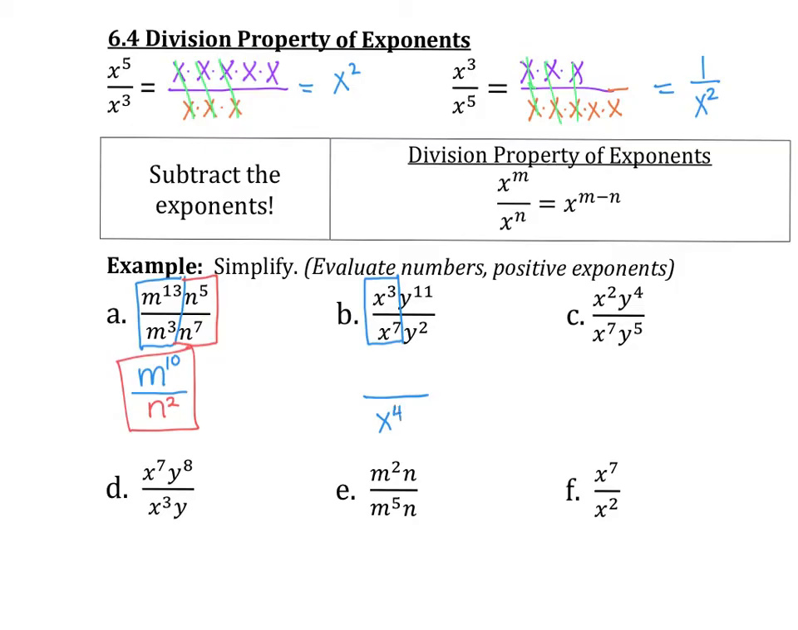Okay, now let me check the y's. y to the 11th over y to the second. The higher exponent's at the top, so I'm going to keep the y at the top. I have 11 at the top. I cancel out 2 from the bottom, and I'm left with 9.